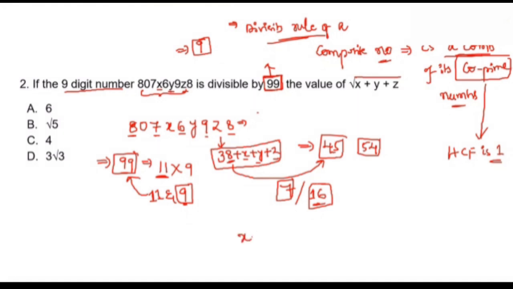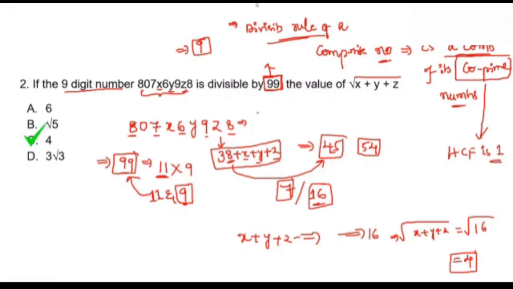So what is the value of x plus y plus z right now? That should be either 7 or 16. But in the answer, do we have root 7 as an option? No. But I can use the other value. If this is not 7, I can utilize 16. Now, x plus y plus z is 16. Then what is the square root of x plus y plus z? That must be the square root of 16, which is 4. My answer should be 4. 4 should be the correct answer.